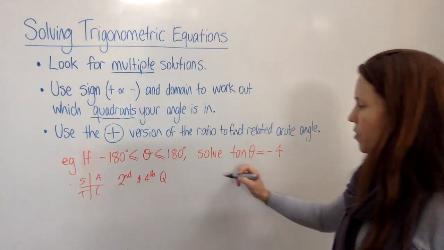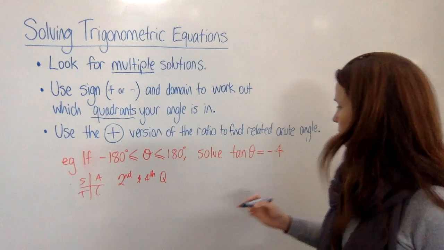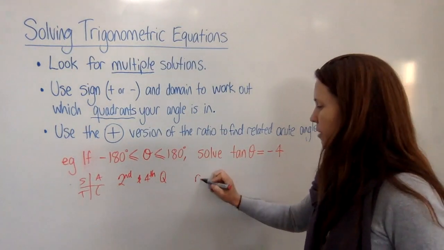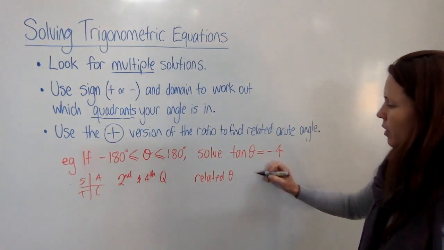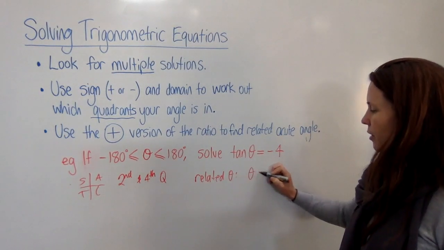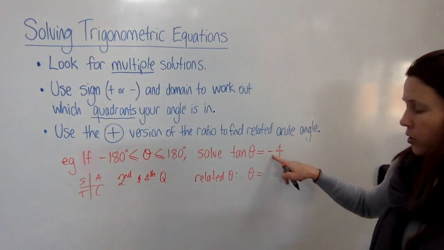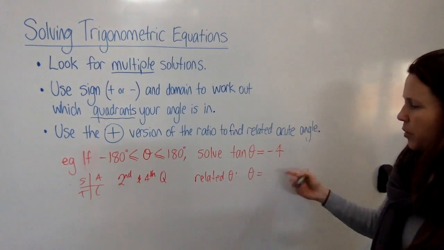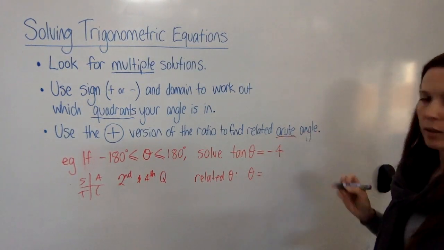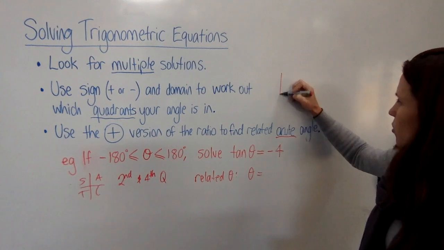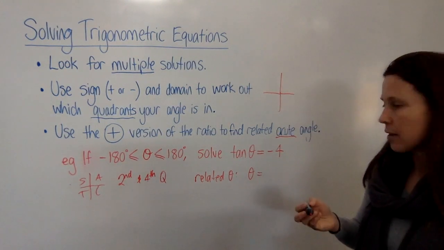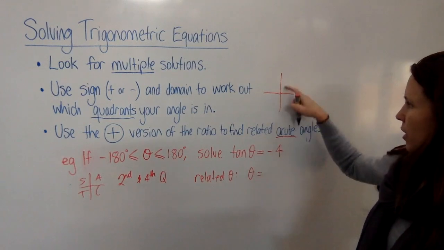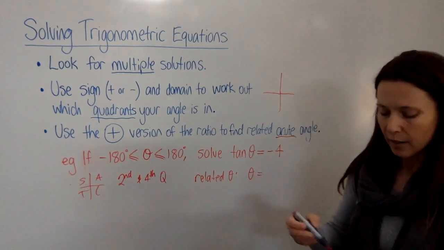Okay, so if you're looking for your related angle, you can even write down related theta. Now, your related theta is going to be positive, okay? Why is it positive? Because your related angle is acute, okay? And in the 1st quadrant, where everything is acute, sine, cos and tan are all positive there. So the tangent of an acute angle is going to be +4, not -4.